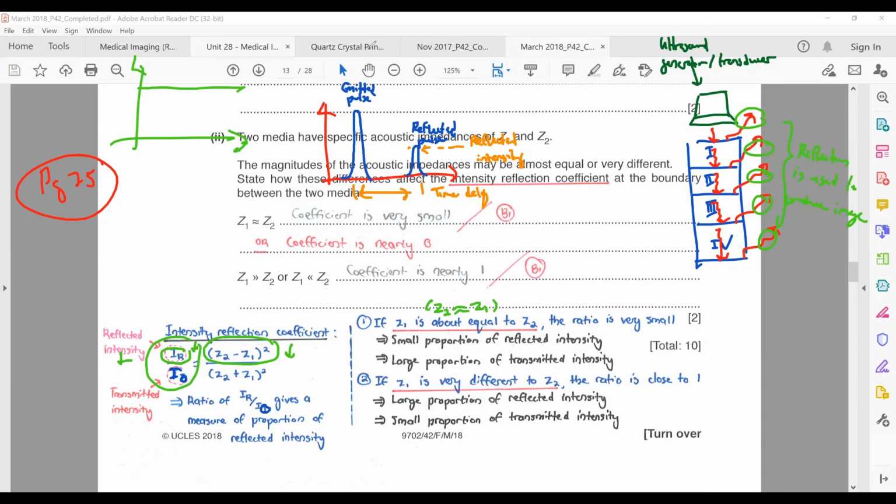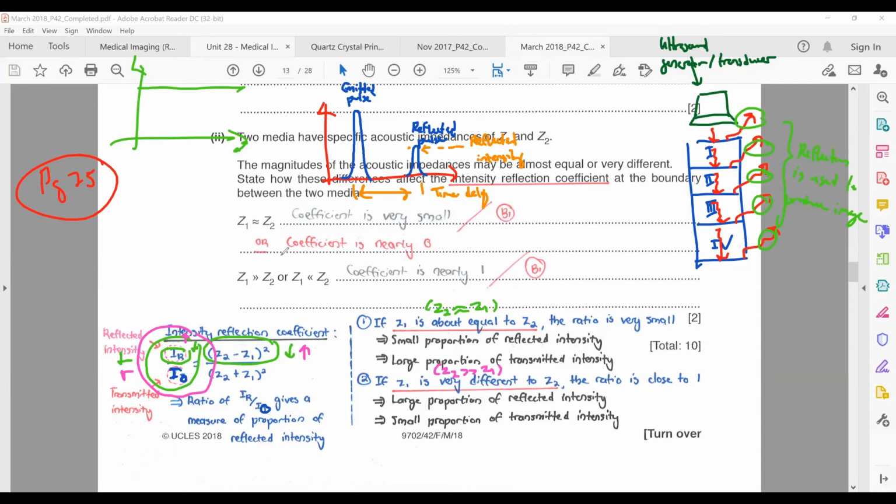If, on the other hand, Z1 is very different from Z2, meaning Z2 could be very much larger than Z1, the difference between them is very big. This IR will be very big, and the entire expression will be very big. So your fractional intensity reflected is very large, and you will have a very small fractional intensity transmitted.